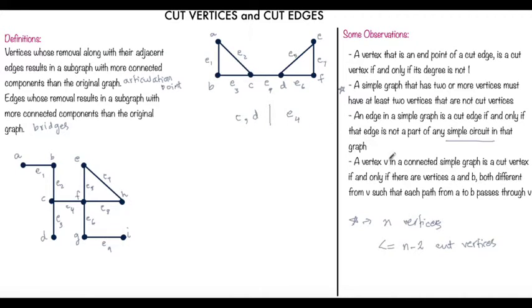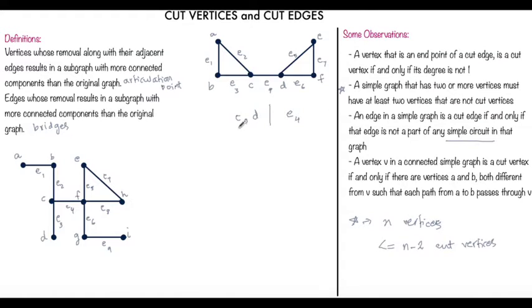So then E4 is a bridge or a cut edge. But then let's use this guy. An edge in a simple graph is a cut edge if and only if that edge is not part of any simple circuit. Now note that this is a circuit because it starts and ends with D. Now E5, E6 and E7 are part of this circuit, so they cannot be cut edges. Similarly, E1, E2, E3 are part of this circuit, so they cannot be cut edges. E4 is not part of any simple circuit, so E4 is actually our cut edge.